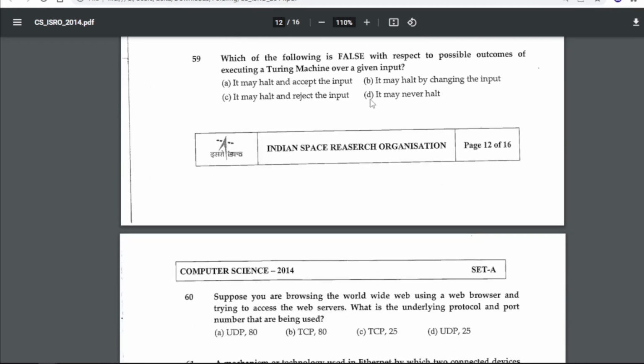59: which of the following is false with respect to possible outcomes of executing a Turing machine over a given input? For 59, if you read all the options again, you will get the answer as B, that is, it may halt by changing the input, right? So this will be the answer.